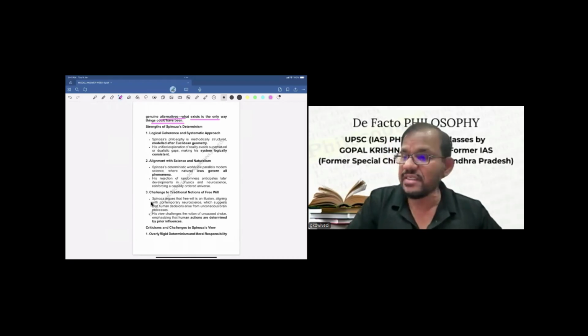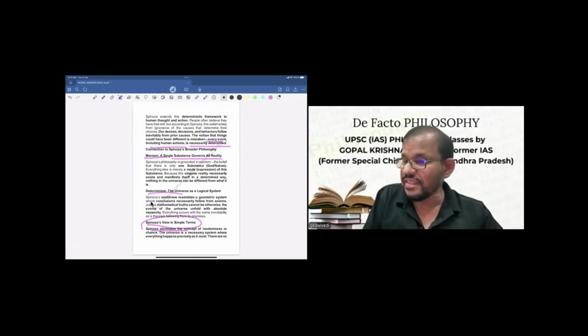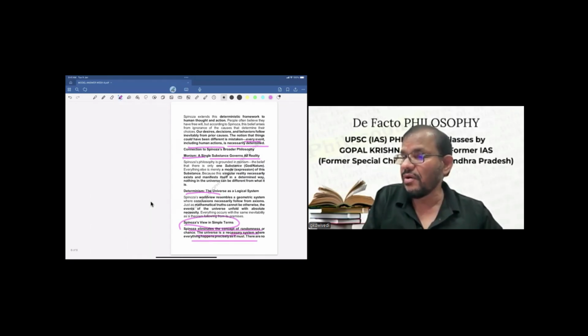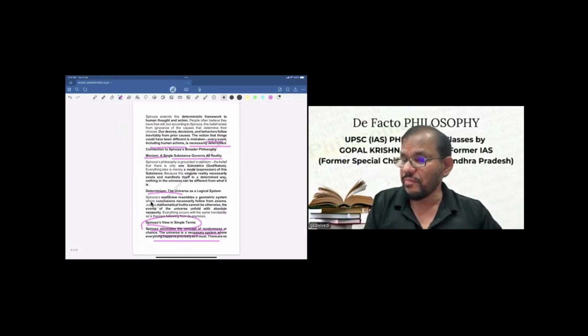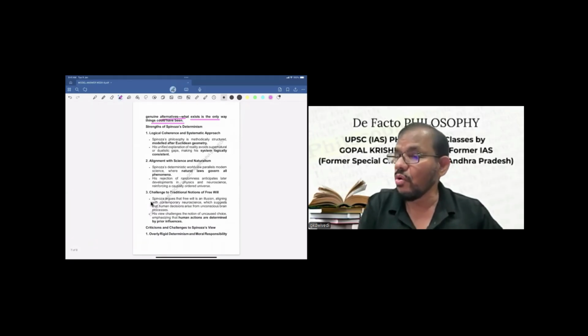What exists is the only way that things could happen. So basically, this is, in very simple terms, the meaning of Spinoza's sentence. What is cannot be other than what it is means, in simple terms: Spinoza eliminates the concept of randomness or chance. The universe is a necessary system where everything happens precisely as it must. There are no genuine alternatives. What exists is the only way things could have been.